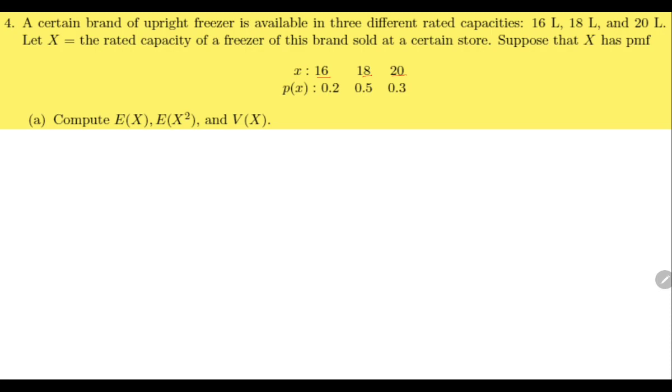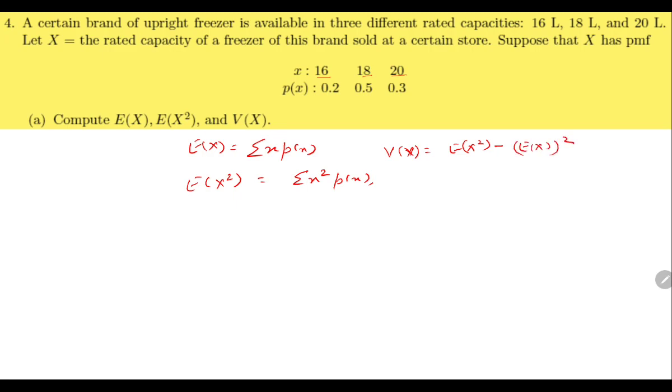We need to compute expectation of x, expectation of x square and variance of x. So recall the formula for expectation x. It is summation x p(x) or summation x f(x). Expectation x square is summation x square p(x). And similarly, variance x can be defined as expectation x square minus expectation of x whole square. So now the computations are very easy.